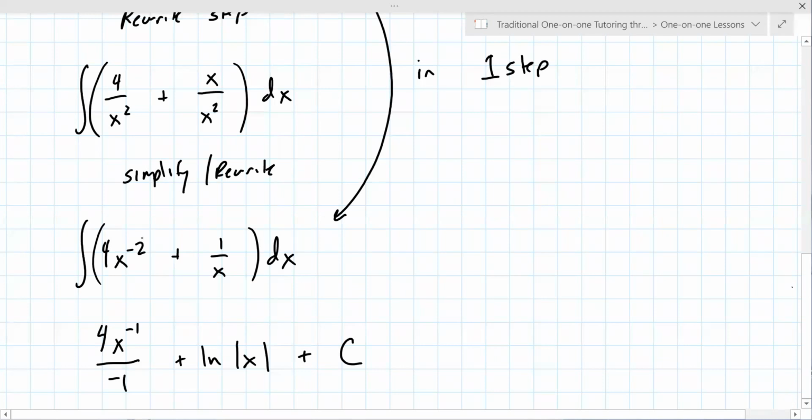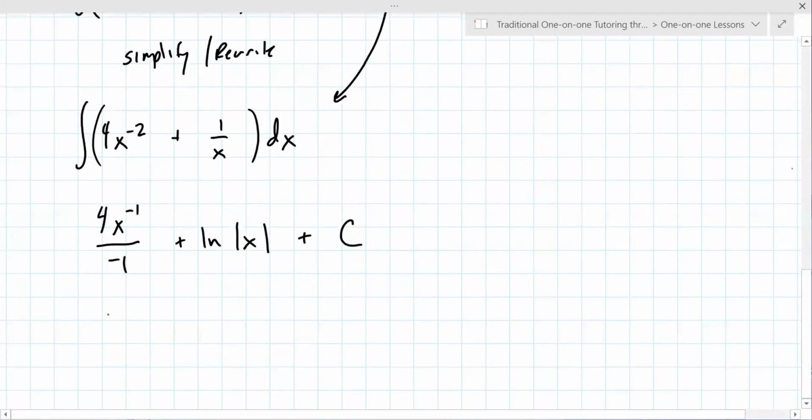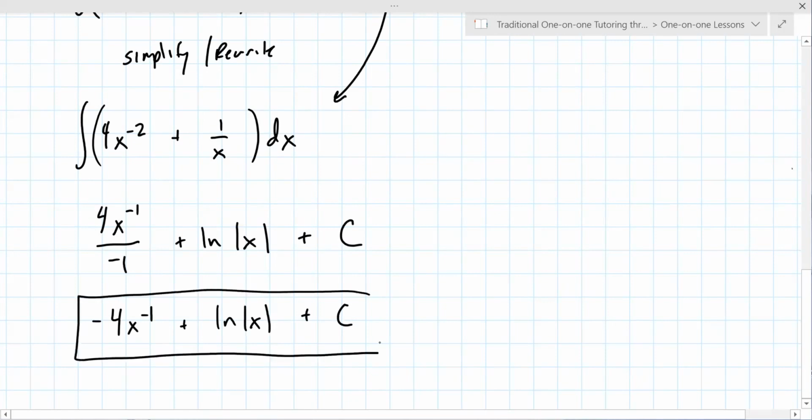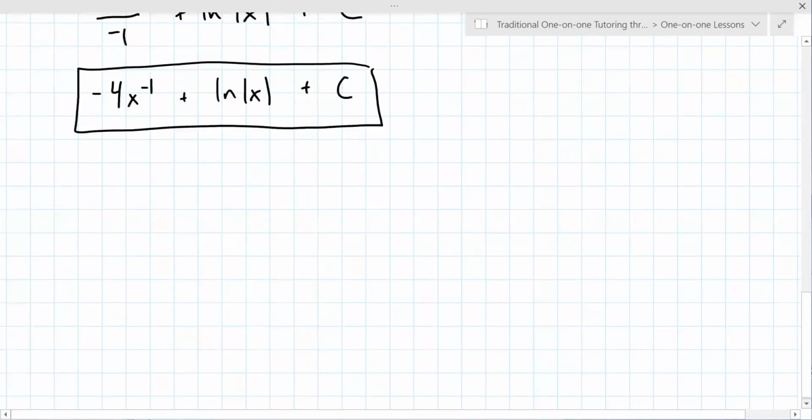Okay, because you add 1 to the exponent, you have the same exponent top and bottom. This natural log of x comes from 1 over x, like that. And then you would simplify. You'd say negative 4x to the minus 1 plus natural log absolute value of x plus c. Okay, so you ready to try one on your own here, like this?